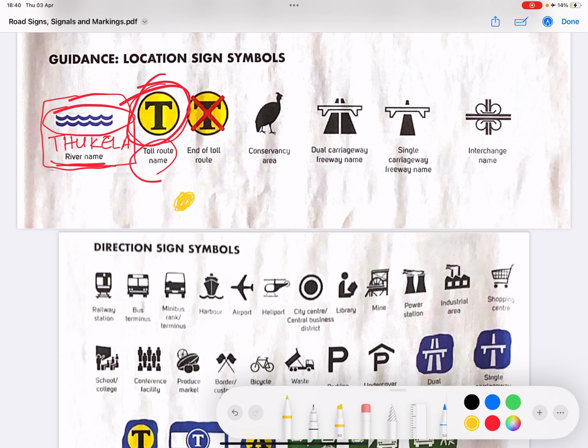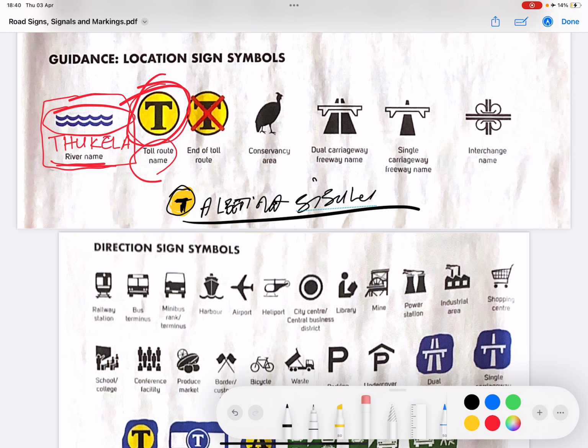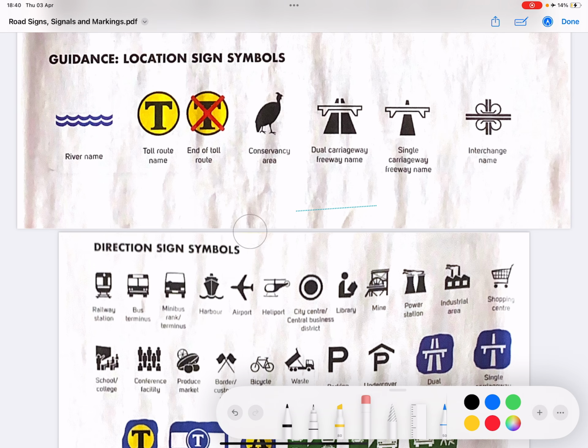All right? Let me draw this. Let's say you have it like this, and then they will write that T, the toll route name, and then they say maybe Albertina Sisulu. Okay? So that means it's a toll route. The name of that toll route is Albertina Sisulu. You see? But these are guidance signs.